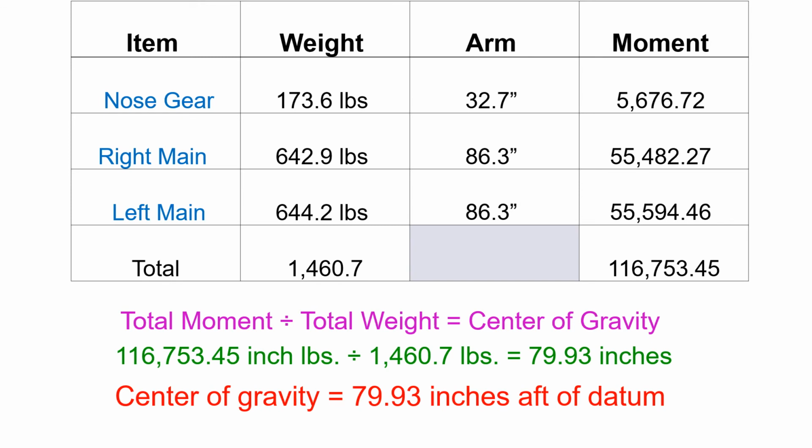In this example, we divide our total moment, 116,753.45 inch-pounds, by our total weight, 1,460.7 pounds, to give us 79.93 inches. The center of gravity of this aircraft would therefore be 79.93 inches aft of Datum.